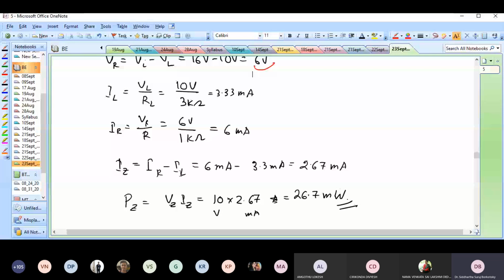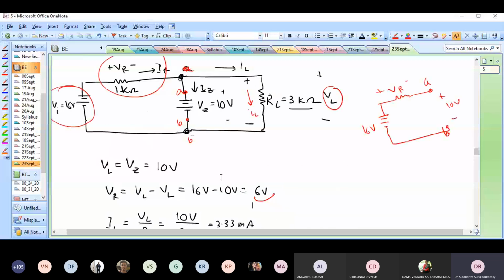And what is the power dissipated by the diode? That power is the current times the voltage through the Zener diode. So the Zener voltage is fixed at 10 volts. Once we determine that the Zener diode is on, then you can blindly say that the Zener voltage is fixed at 10 volts. So that thing we don't change. Then we just found out what the current through the Zener diode is.